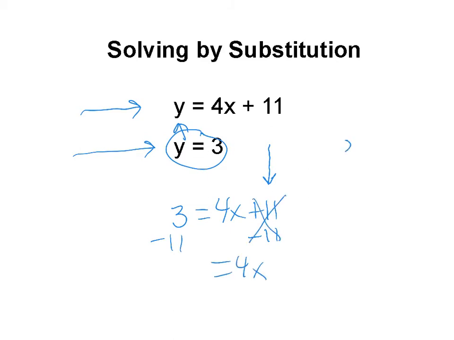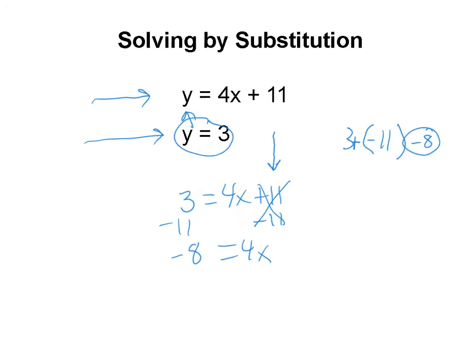Now 3 minus 11. Remember when you have a small number minus a bigger one, think of it like this. It's like you're adding 3 plus -11. So different signs. So subtract and use the sign of the bigger number. So we get -8 there, right? So we get -8 equals 4x, okay?